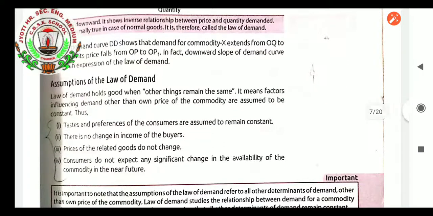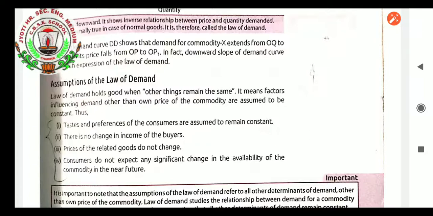Assumptions of the law of demand, very important, students, learn it properly. The law of demand holds good when other things remain the same. It means factors influencing demand other than the own price of the commodity are assumed to be constant. Thus, taste and preference of the consumer are assumed to remain constant. There is no change in income of the buyers. Prices of related goods, like complementary or substitute goods, do not change. Here all the factors are the same, only one factor is changing, that is the own price of the commodity.